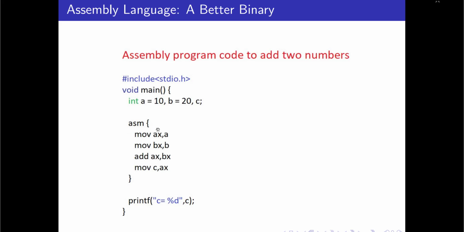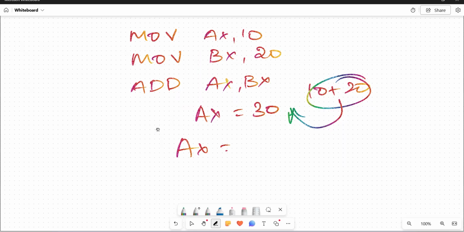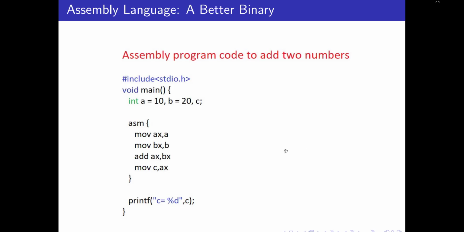The code here is an inline assembly embedded within the C code. It allows direct use of CPU register level operations. Load the value of A into the register AX, load the value of B into the register BX, and add BX to AX. That is, AX equals AX plus BX. Store the result from AX into the variable C. Lastly, print the value stored in C, which is the sum of A and B.